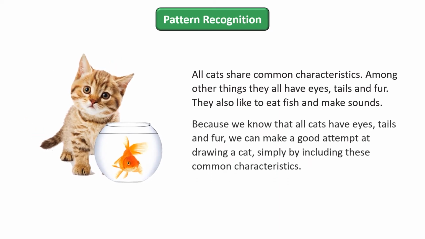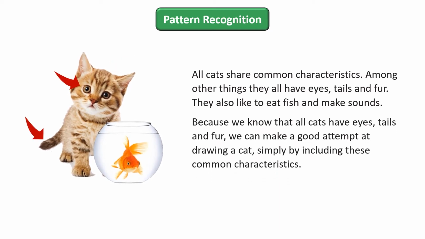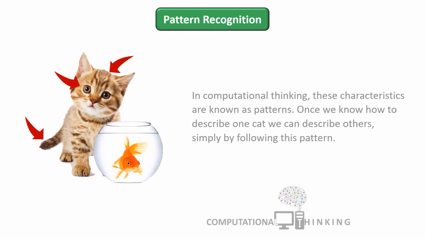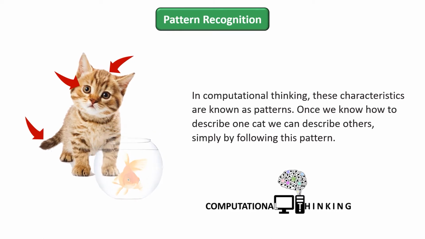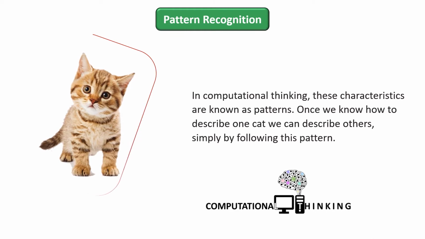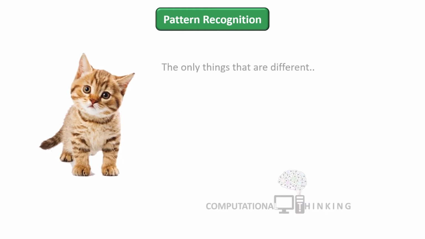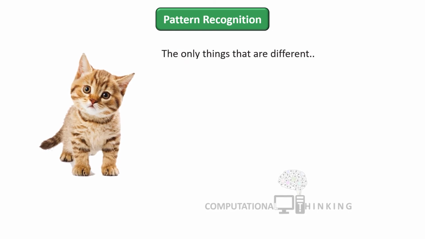Because we know that all cats have eyes, tails, and fur, we can make a good attempt at drawing a cat, simply by including these common characteristics. In computational thinking, these characteristics are known as patterns. Once we know how to describe one cat, we can describe the others, simply by following this pattern. The only things that are different are the specifics.